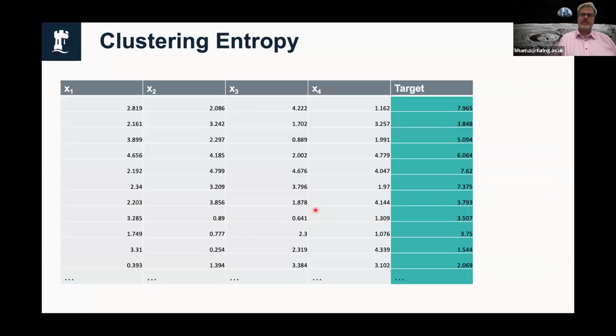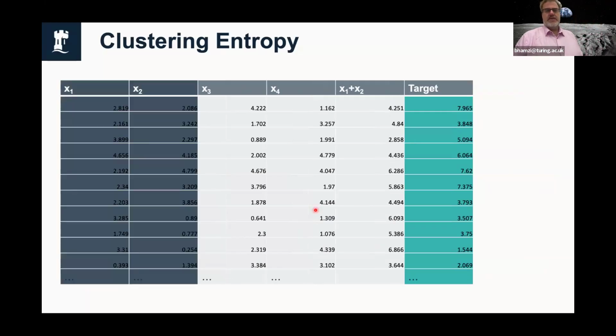So let me say a bit about this in detail. We've got a typical matrix of features and a target value, a typical regression type problem. And then we say we're going to create a new expression, a candidate expression. So here we're summing together two of the original features.